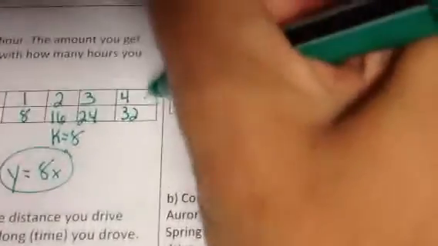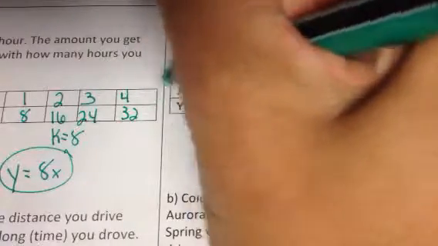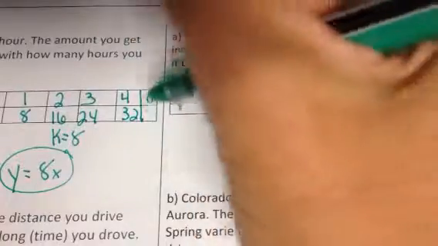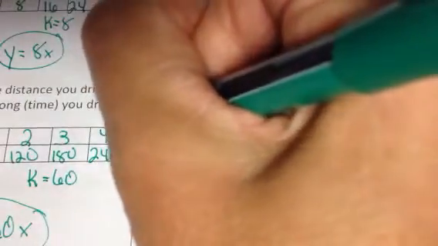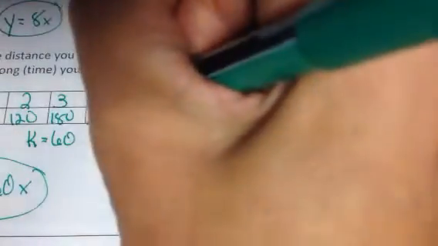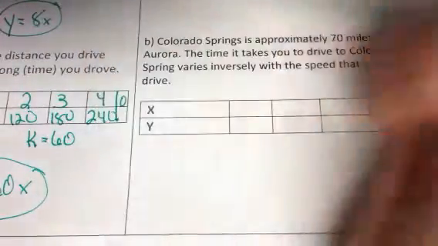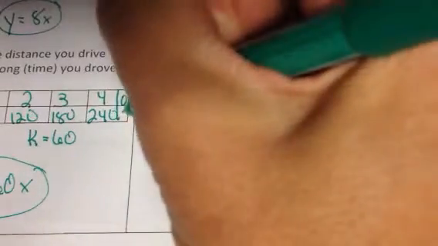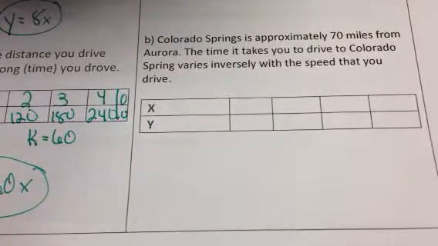0, 0 could fit in here technically. If you work 0 hours, then you're getting no money. Or if you don't drive at all, so 1 minute, 2 minutes, if you drive no minutes, you've gone no miles. So you can kind of see how 0, 0 would still fit in these.